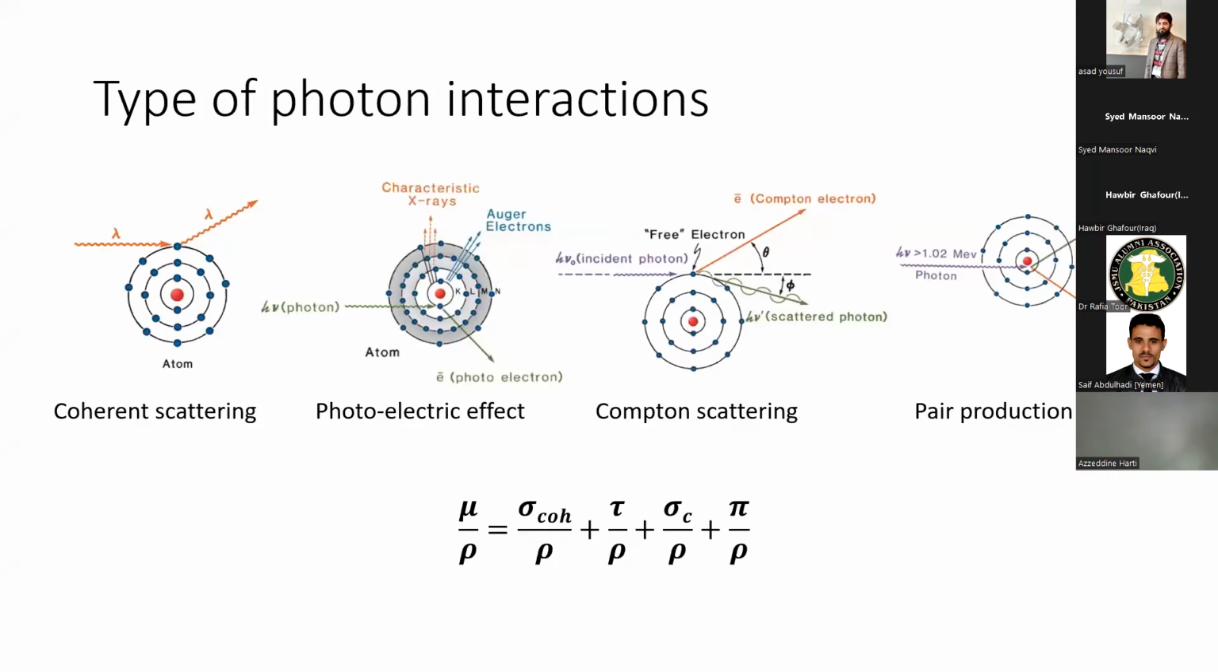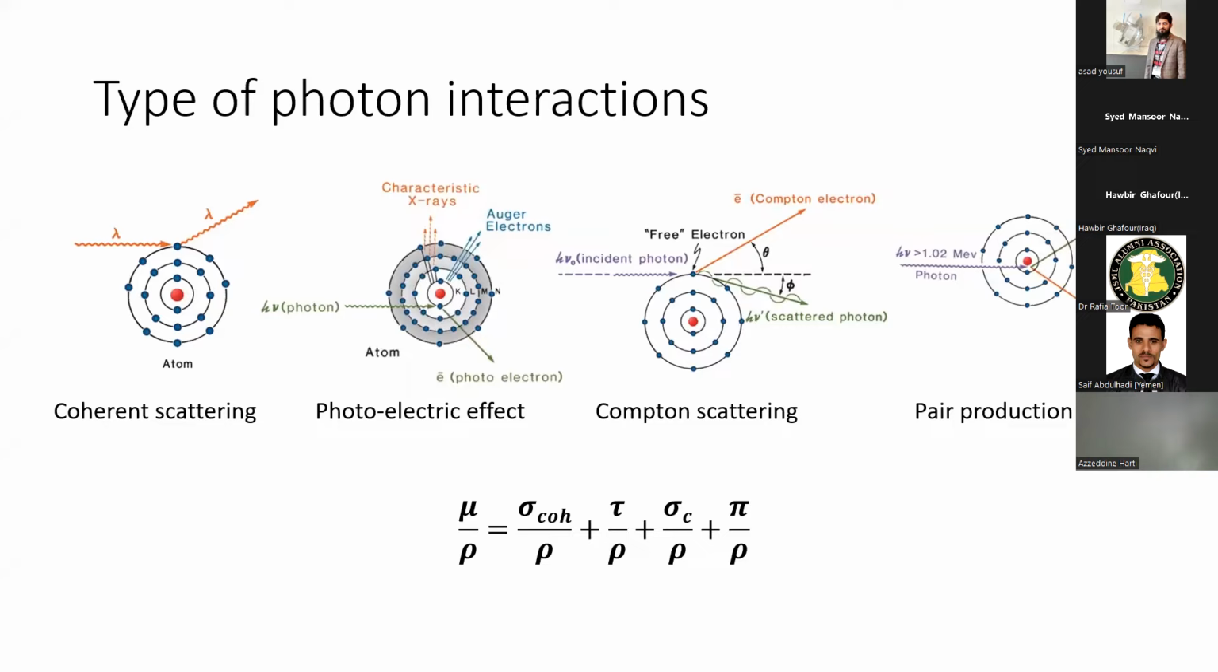Now the types of photon interaction. So these four types are usually considered. The coherent scattering is just vibrational. It doesn't give energy to the orbital electron, whereas in the photoelectric effect, the photon transfers all its energy to the atomic shell and knocks out the K shell electron. It can produce characteristic X-rays and other reactions like Auger electrons.